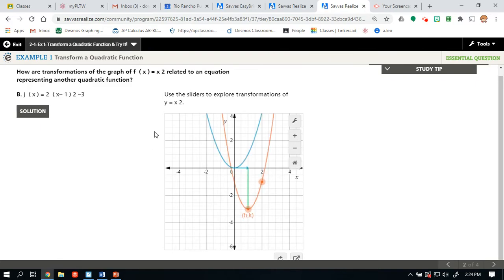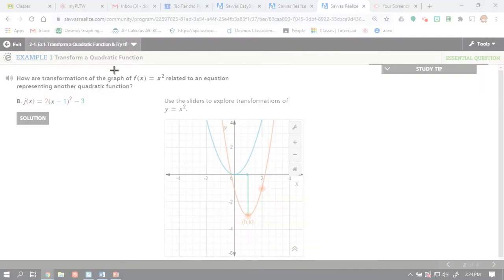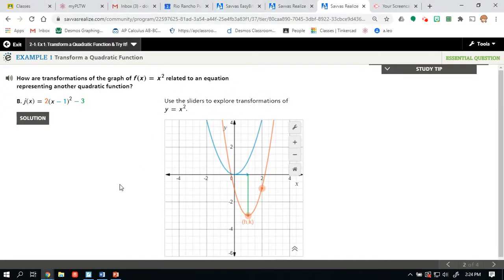All right, so let's go to the second part of this. How are the transformations of the graph f of x equals x squared related to the equation representing another quadratic function? So I'm just going to grab this right here.